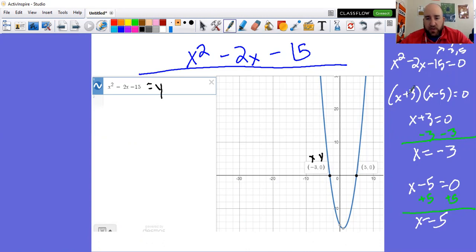But again, my solutions aren't 3 and -5. It's got to be the opposite signs, because I'm trying to cancel out what's in this set of parentheses and what's in this set of parentheses. You can also do it by setting each of those individually equal to 0. So I set x plus 3 equal to 0, subtract 3 on both sides, which gives me x equals -3. And then x minus 5 equals 0, add 5 on both sides, gives me x equals 5. So I got -3 and 5 in the graph by factoring.